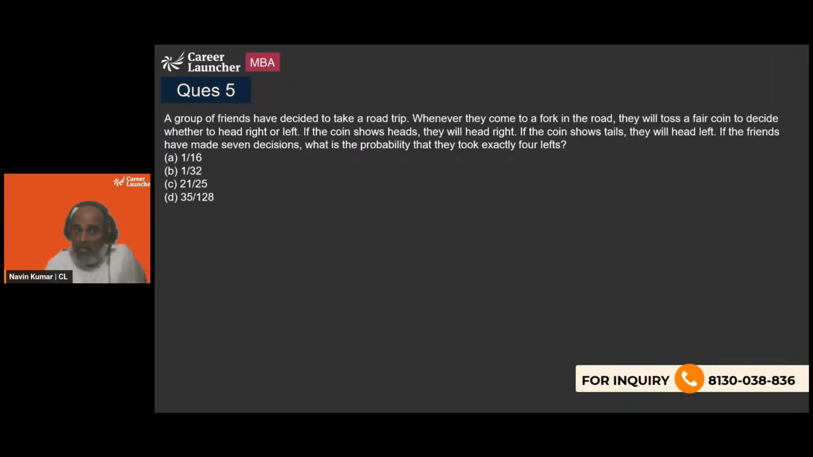Next, a group of friends have decided to take a road trip. Whenever they come to a fork in the road, meaning you are going along a road and then from there two roads branch out, just like a fork. It's more like the fork used in physics experiments, but okay. Typically, this is what we call them.